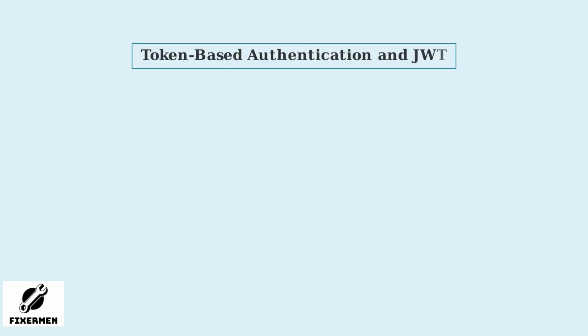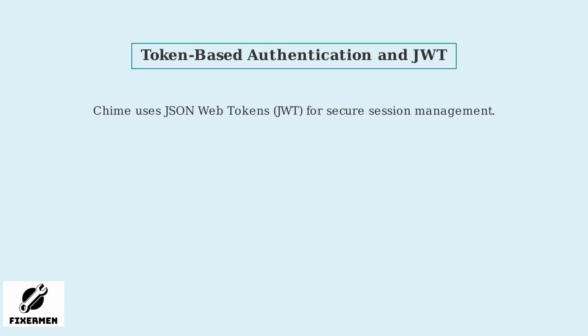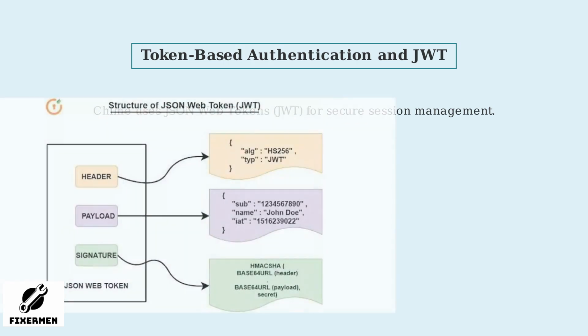Token-based authentication is a modern approach to keeping users securely logged in without storing passwords on servers. Chime implements this using JSON Web Tokens, or JWTs, which are compact, self-contained tokens that carry user identity information. A JWT consists of three main parts: a header containing the token type and algorithm, a payload with user data and claims, and a signature for verification.